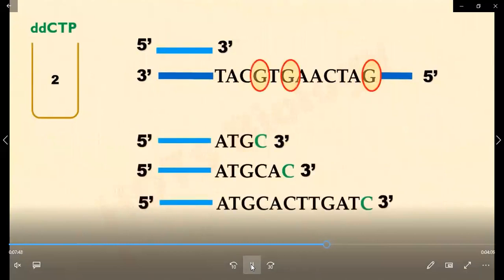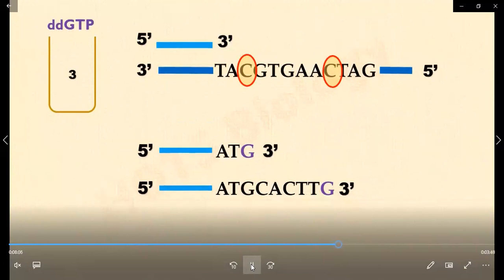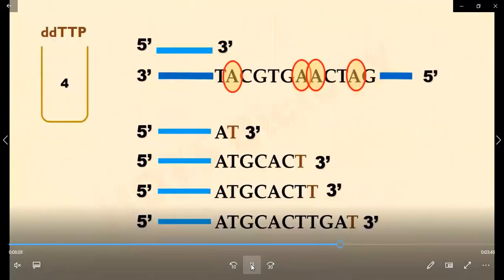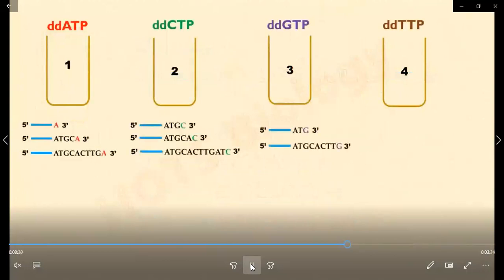Now you see, in the first tube there are these 3 fragments. In the second tube we have the same chances: guanine is compatible with cytosine, and there are 3 points where we can see this. Now look here, this is starting at the same point but ending differently. See, wherever there is cytosine, if GTP gets in there, what will happen? And similarly TTP is compatible with adenine.